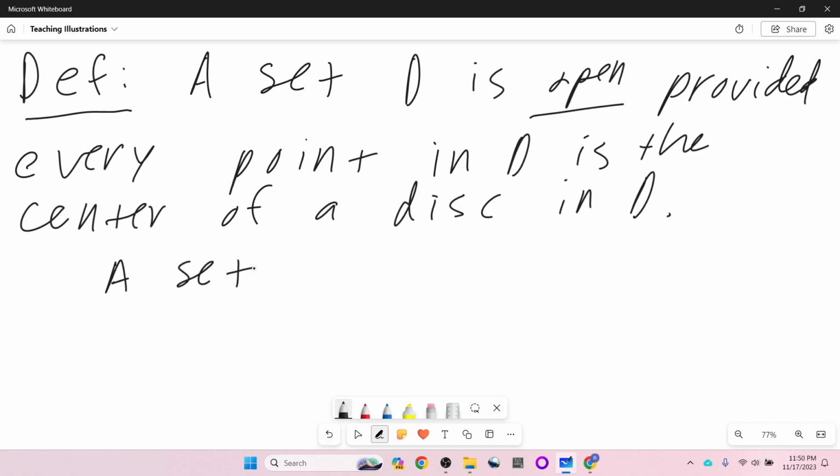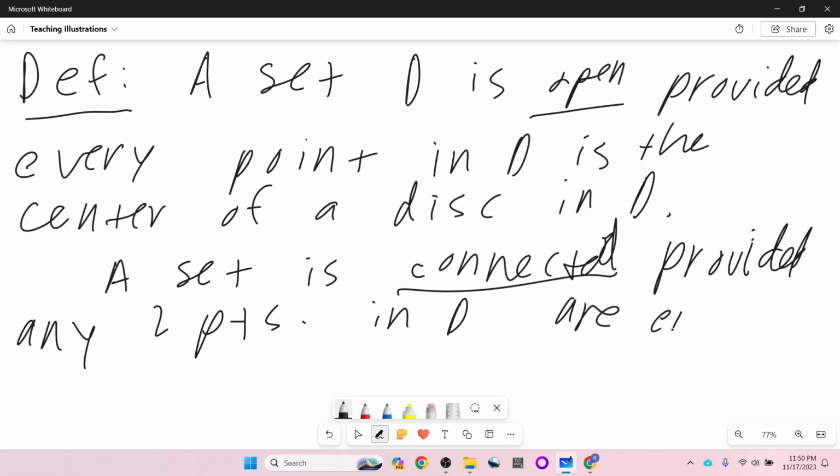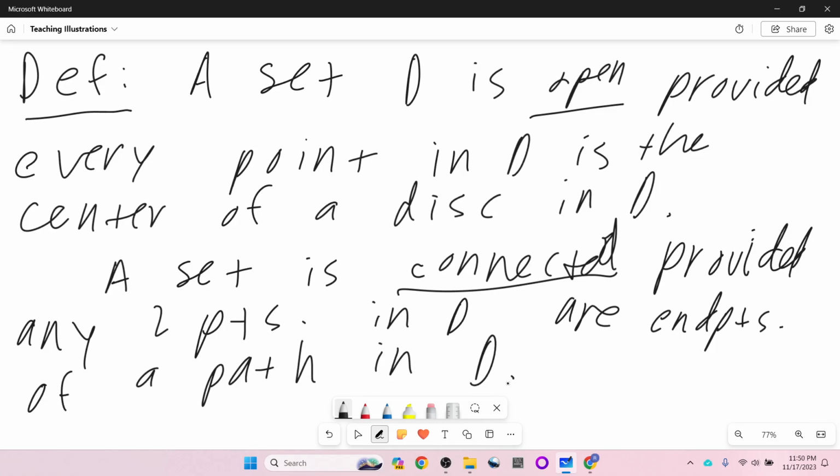A set is connected provided any 2 points in D, the connected set, are endpoints of a path in D. Okay.